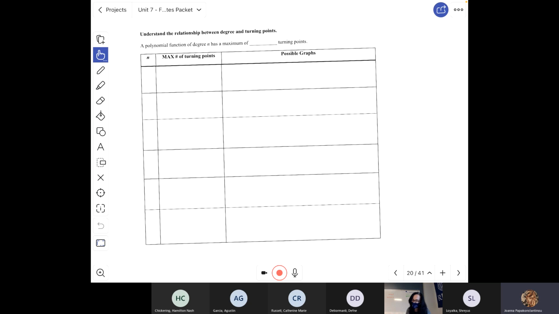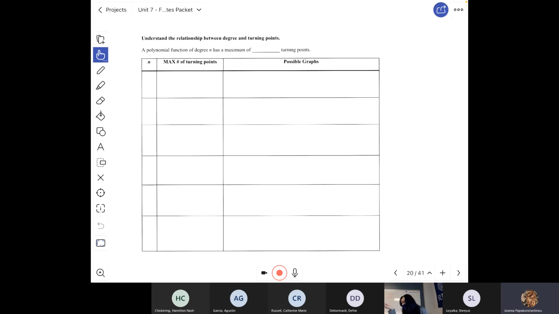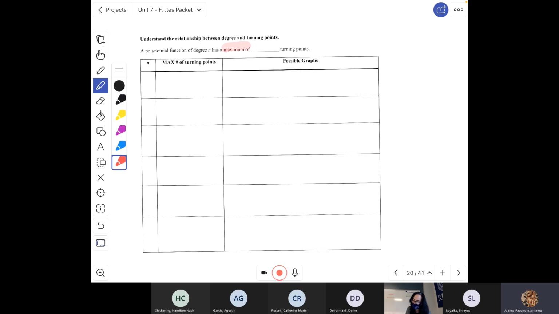Now, a polynomial function of degree n has how many roots? N roots. How many turning points does it have? It has a maximum. It's not telling you the exact number, but it's telling you at most it has n minus 1 turning points. 1 turning point less than the degree of the polynomial. I don't know how many it has, but I know it has at most 1 less than the degree. So let's look at some examples and possible graphs.